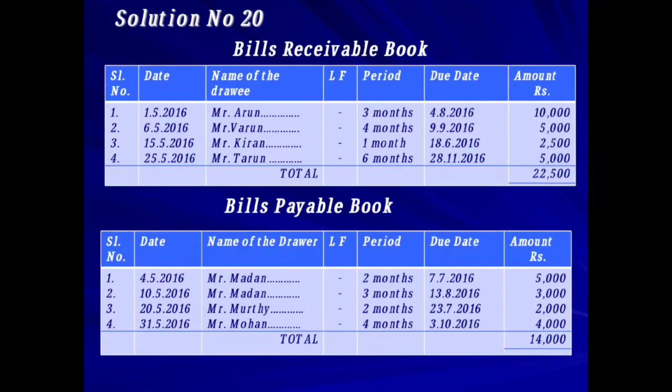Then 3 grace days you should add, so you'll get 4/8/2016. Then the amount you have to pay is 10,000 to him. I hope you understood how to calculate the due date here. For 1/5/2016, first you should add 3 months, so you'll get 1/8/2016. Again 3 grace days you should add, so for 1 plus 3 grace days means 4, so 4/8/2016 you will get.